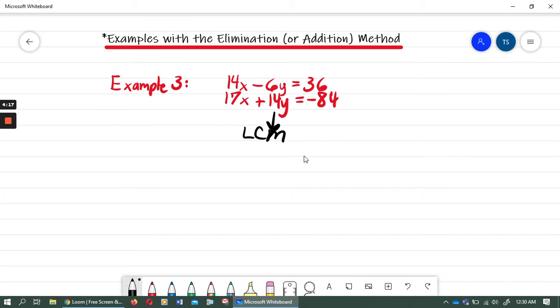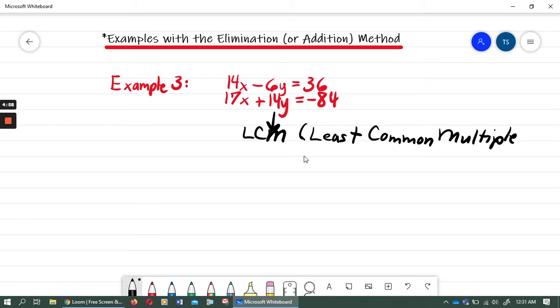Guys, that's a term that you should have heard before. If not in Math 1, you should have heard it at some point in middle school, or in pre-algebra, whatever we call it. But anyway, you're going to identify the least common multiple of those two coefficients. For those who don't remember what a least common multiple is, let me remind you with these two numbers.